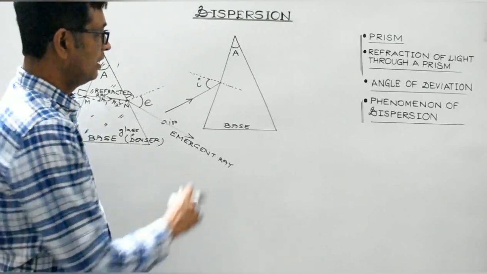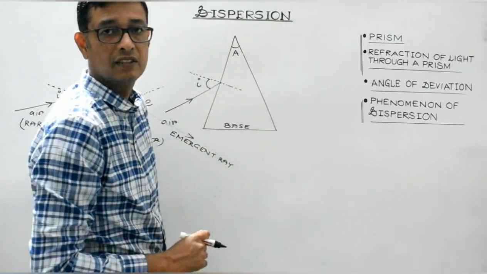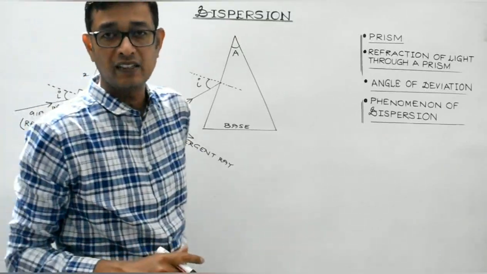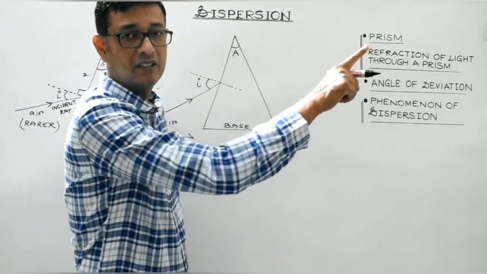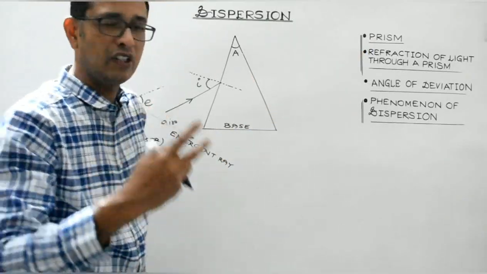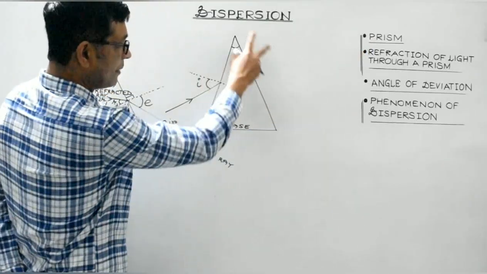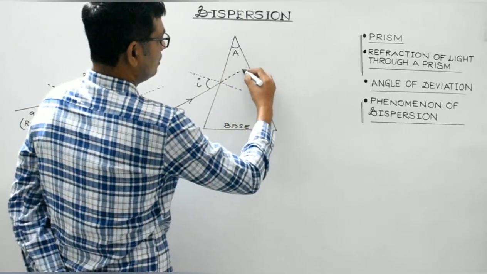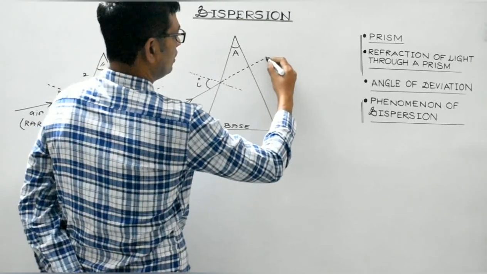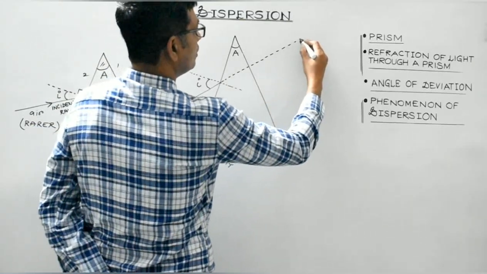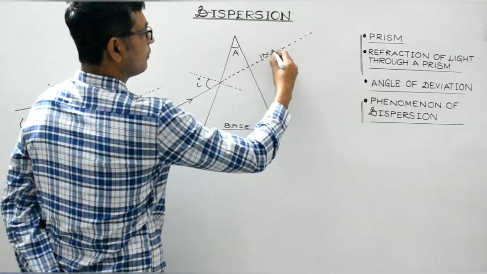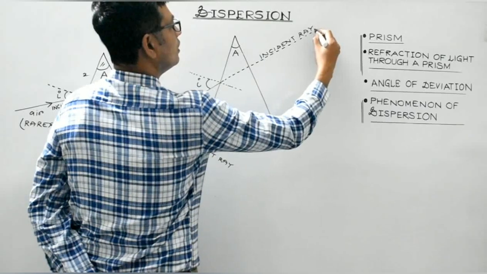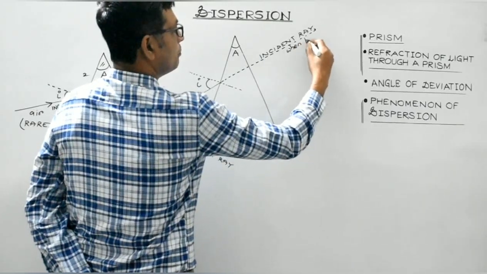Now students, look, if the prism were absent, if the prism is not present, then as per the rectilinear propagation of light, light would have travelled along the same straight path. Right? In a given medium, light always follows a straight path, isn't it? So in the absence of this prism, light would have travelled along this path. That is straight path. So this is basically the incident ray when produced.